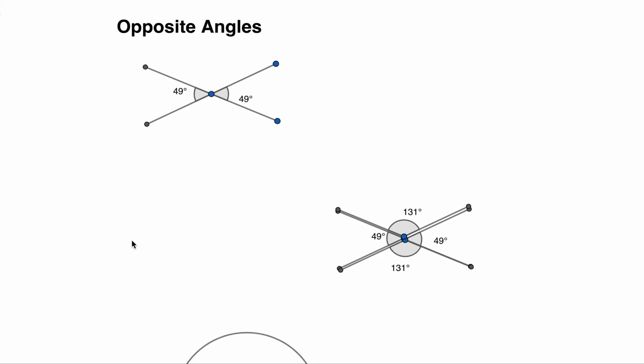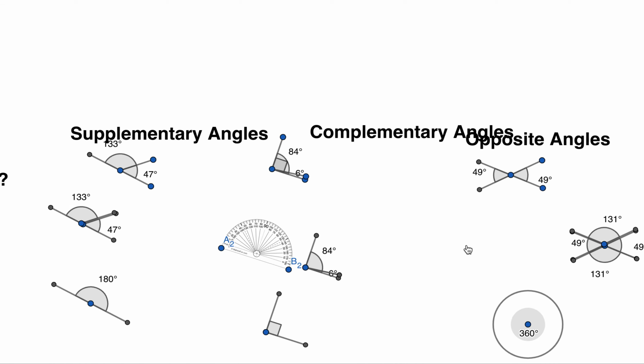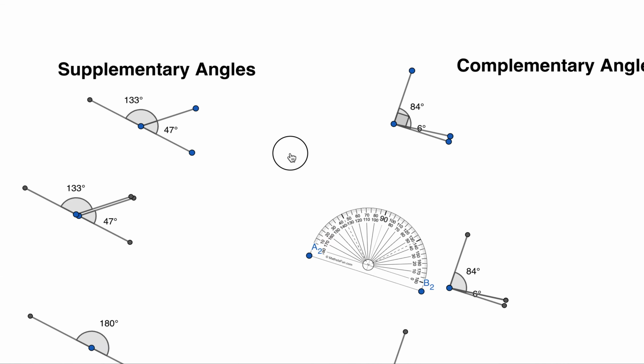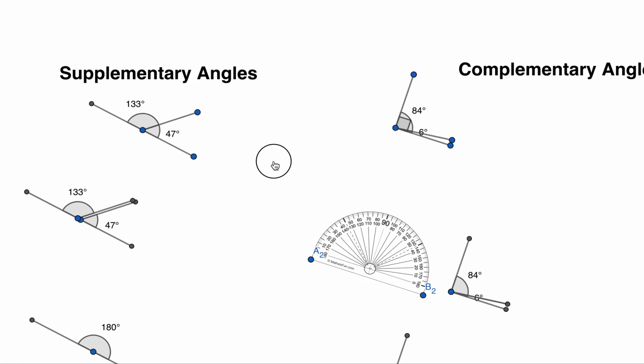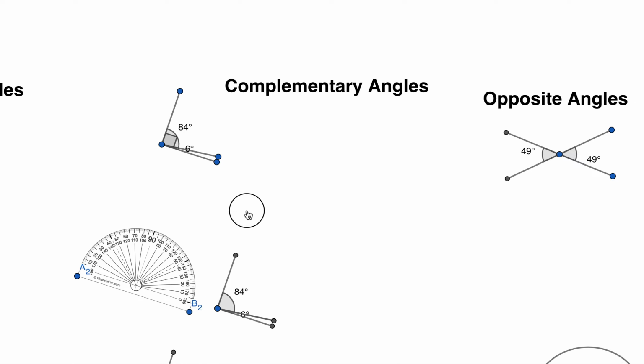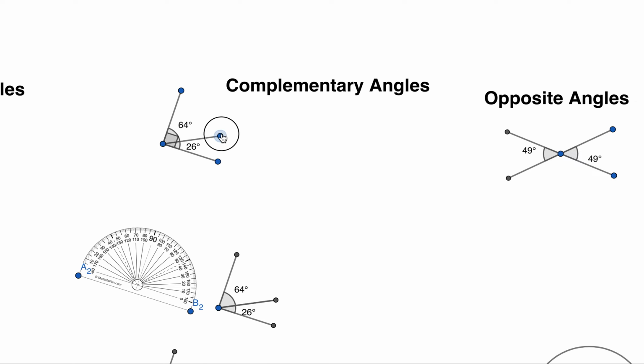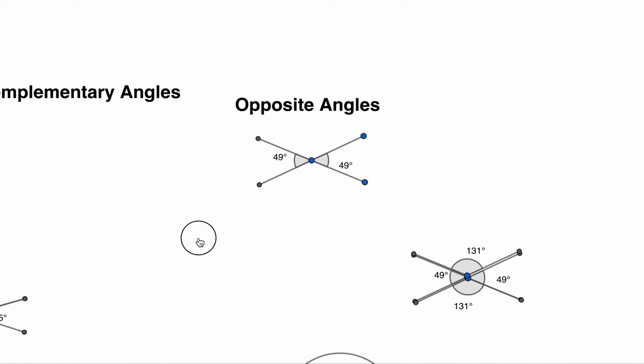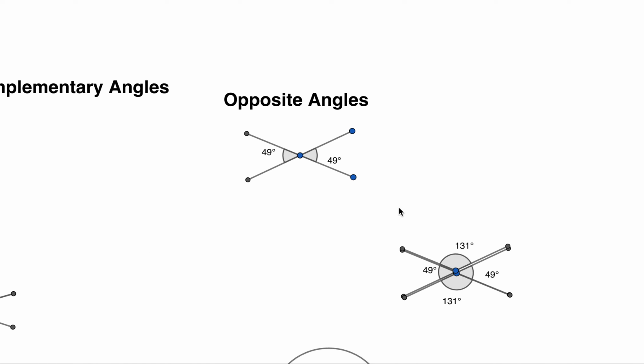So just to refresh our memories on everything we talked about right here, there are three types of angles you need to know. The first one is supplementary angles, and those are angles that add up to 180 degrees. The next is complementary angles, and those are angles that add up to 90 degrees. And then there are opposite angles, and opposite angles are just equal to each other.